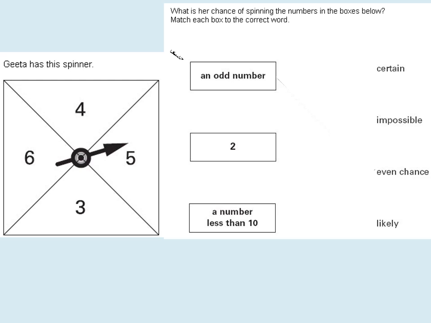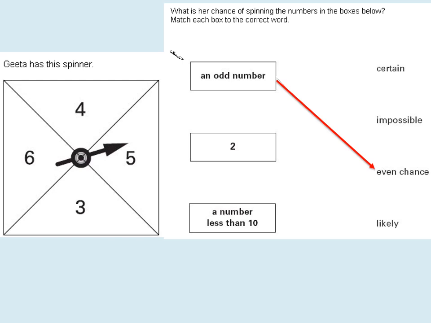And how many total numbers do we have? We have 4 numbers: 6, 4, 5, 3, right? So 2 out of 4 are odd numbers. So what do you think? What is the chance she gets an odd number? Yes, she has an even chance, because 2 out of 4 means half of the numbers are odd numbers.